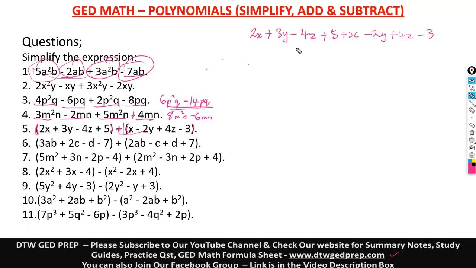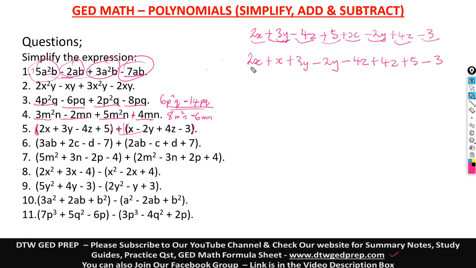So from here now, we can combine like terms. Now, let's start with the x. So we have x and x here. So we can combine this. This is 2x plus x. Then with the y, we have positive 3y, negative 2y. Then we have the z. It's a negative 4z, positive 4z. Then our constants will be the last, which is positive 5, negative 3.